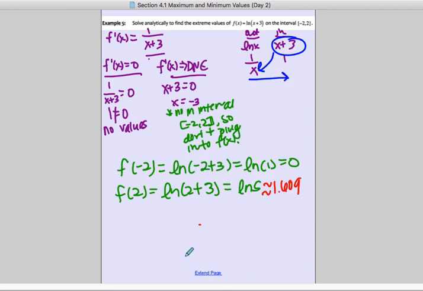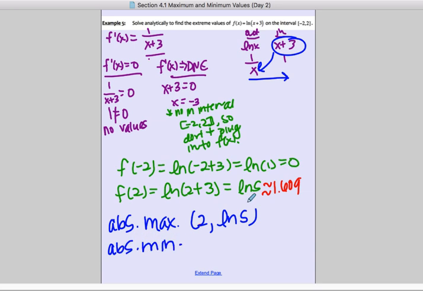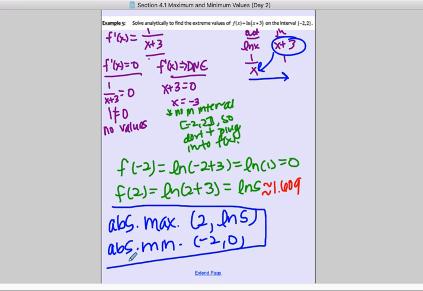So who is the max and who's the min? So our absolute max, the biggest one, is the ln of 5. So we'd have 2 comma ln of 5. And then our absolute minimum is the smallest number, which is 0. So -2, 0. There is example 5.